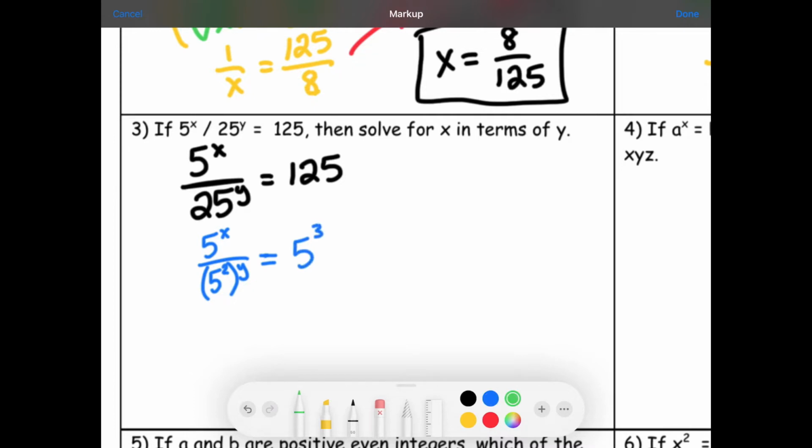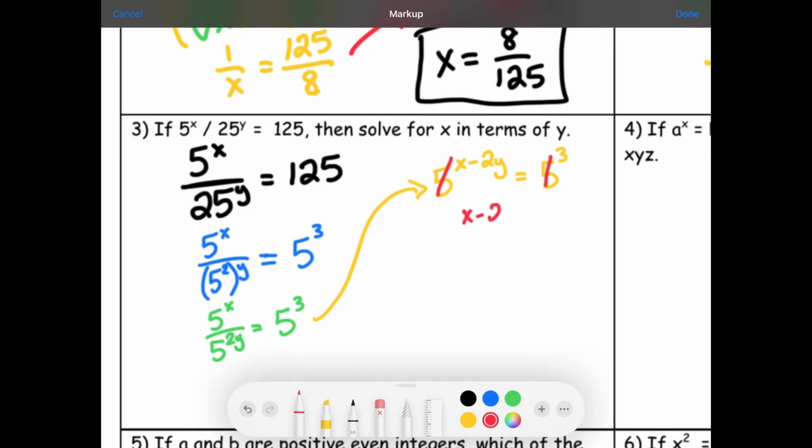So if we multiply the exponents, we'd have 2y in the denominator. And then remember, when you're dividing, you're subtracting the exponents. So it's going to be 5 to the x minus 2y equals 5 to the third. And then again, once we have it down to just the bases, we can get rid of the 5's, because we're solving the exponents. So x minus 2y equals 3, but we're trying to solve for x. So get x alone, so we'll have to add the 2y's to the other side. x equals 2y plus 3.